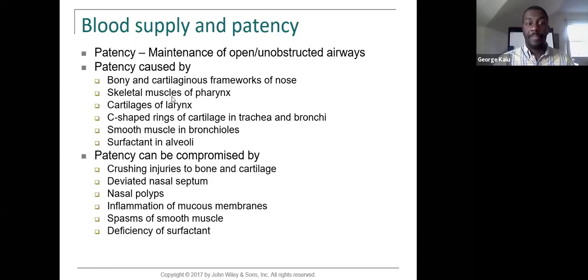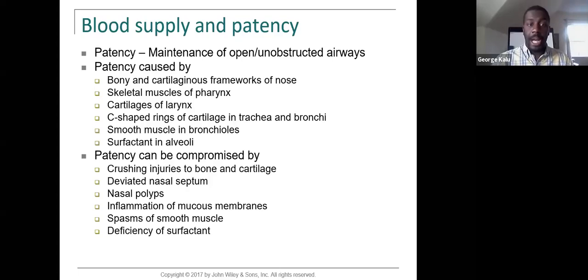The pharynx has skeletal muscles that keep it open, which allows airways to stay open there. We have the larynx, which has cartilage that is pretty rigid and keeps the larynx open as well, so air is able to flow through. The C-shaped rings of cartilage inside the trachea maintain patency as well. The smooth muscle in the bronchioles maintains patency, and the surfactant inside the alveoli maintains patency too, because the surfactant keeps the alveoli popped open.